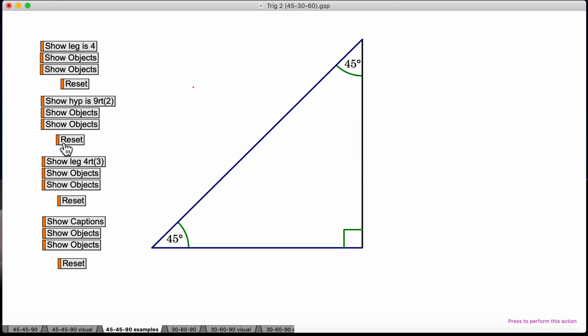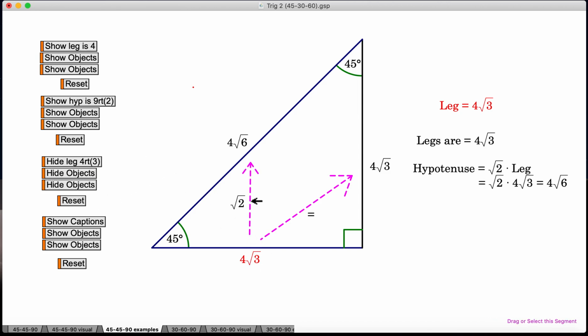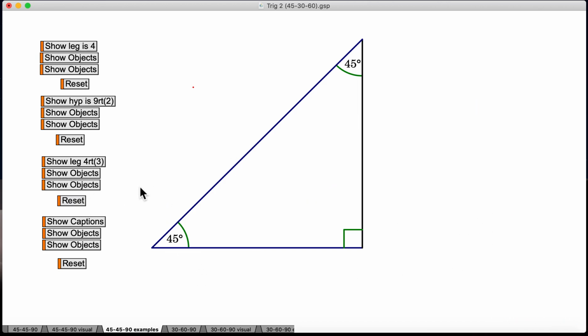It's very, very simple. Okay, so no matter what's going on, if I let the leg equal 4 root 3, okay, then the other leg is obviously 4 root 3. And to go to the hypotenuse, I multiply. It's getting bigger. So I multiply by root 2, excuse me. So 4 root 3 times root 2 would be simply 4 root 6. Okay? So that's all you have to do. So that's what you're dealing with when you have these kinds of problems.